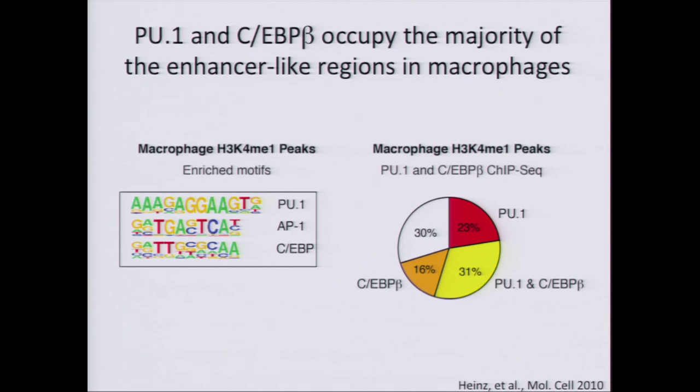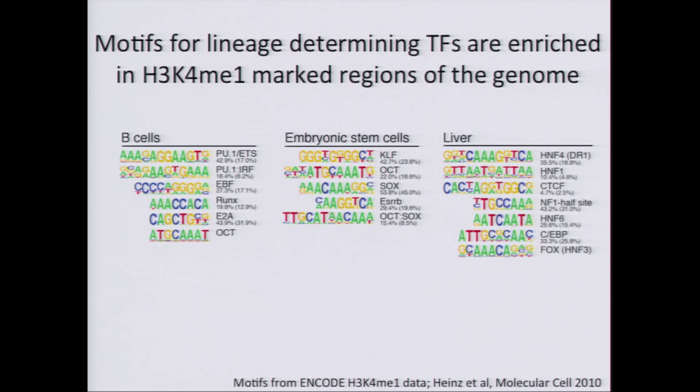And this suggested to us that one could actually discover the motifs for the main lineage determining factors for a cell simply by looking at what was enriched in the enhancer landscape of that cell type. And Chris went on to actually use ENCODE data to look at what was in the enhancer-like elements of many cell types. Here I'm illustrating B cells, ES cells, and liver. And in each case, the motif analysis of the enhancer-like regions returned either known lineage-determining factors or what we would then speculate would be putative lineage-determining factors for these cell types.